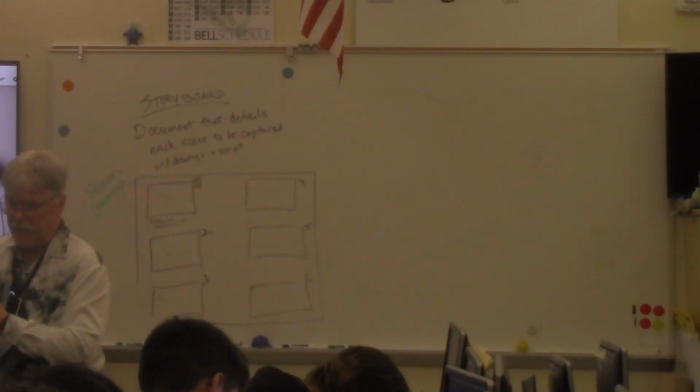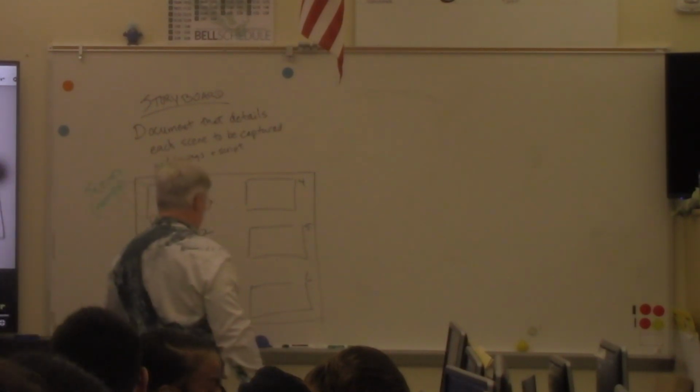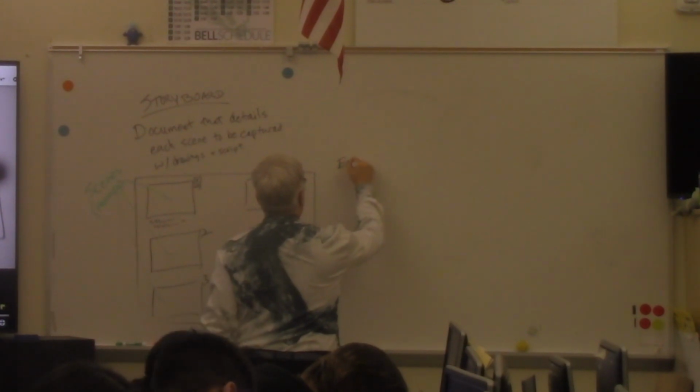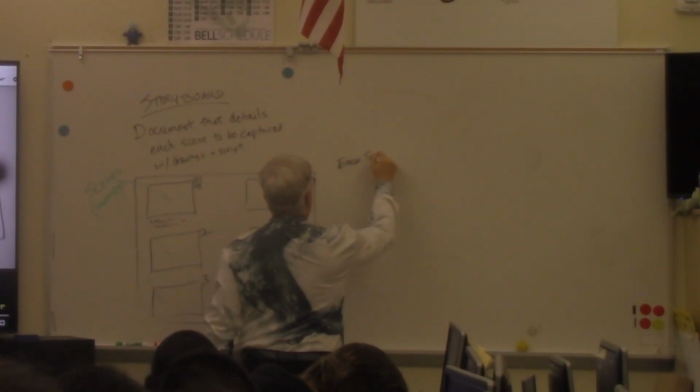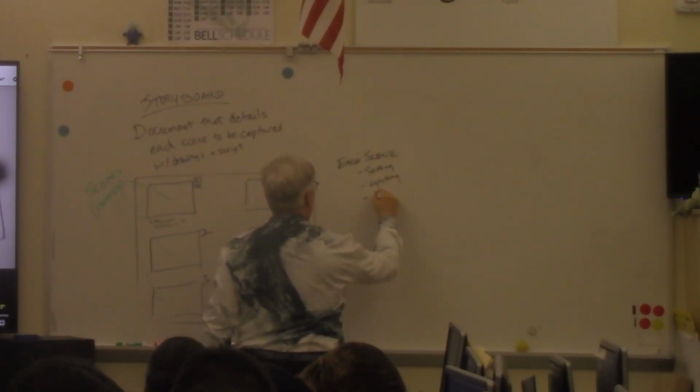So you want to make sure that the storyboards have detail. So what all does the storyboard need to include? It needs to include each scene. And in each scene, you have to have the setting, the lighting, I'll put the actors, and the camera movement.